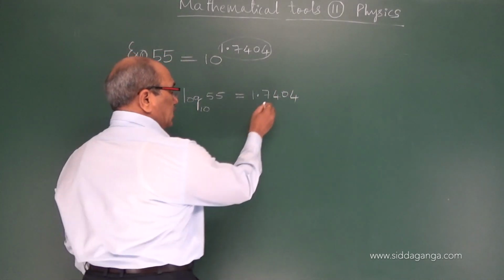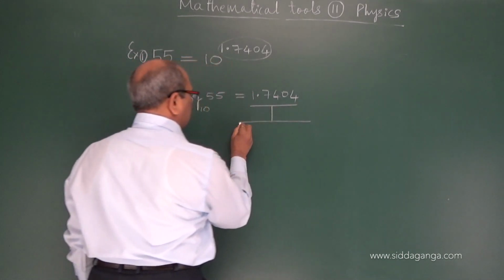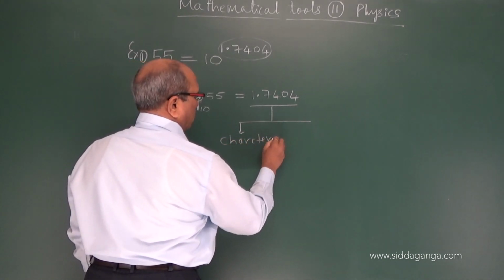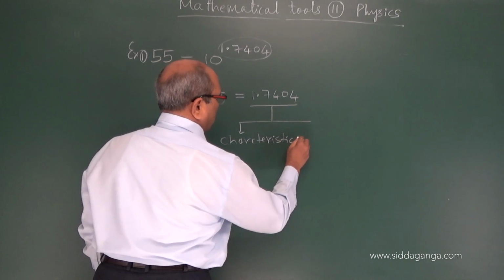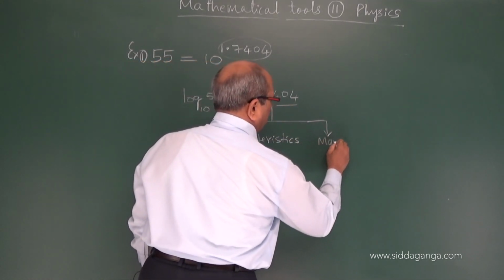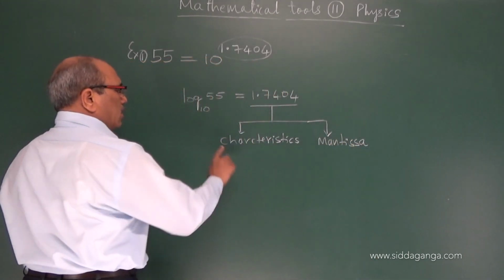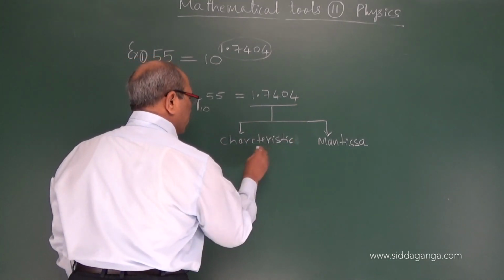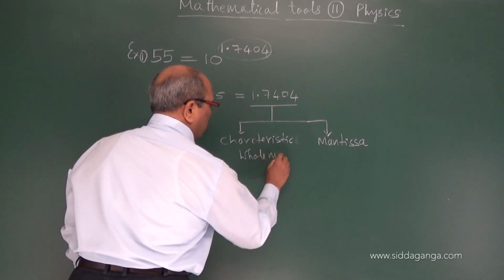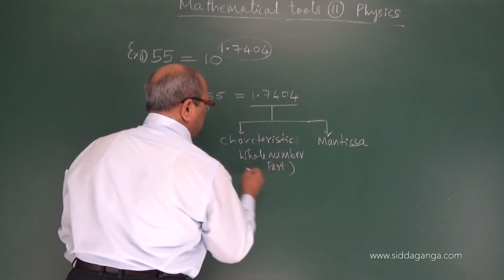So when you are seeing this, it has two parts. One is called the characteristic and another one is called the mantissa. Characteristic is nothing but the whole number part of the given number.